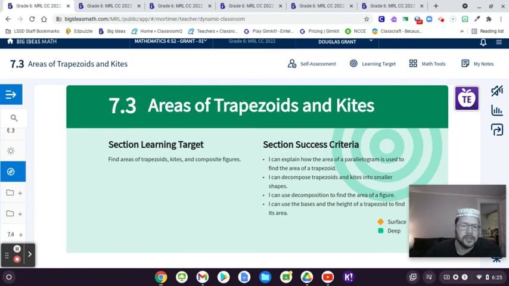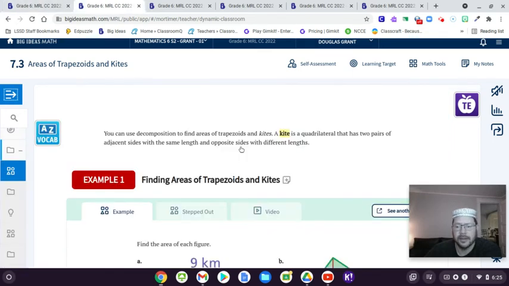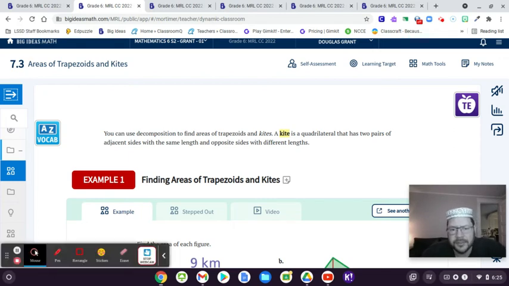Ahoy, mateys. We're jumping into 7.3, which is all about the area of trapezoids and kites and rhombuses. So here we go. First, we got to know what a kite is. You've seen kites, I think, maybe. If not, a kite is a quadrilateral, a four-sided object that has two pairs of adjacent sides with the same length and opposite sides with different lengths. So it looks like a parallelogram, but it's not quite a parallelogram. The sides aren't parallel.